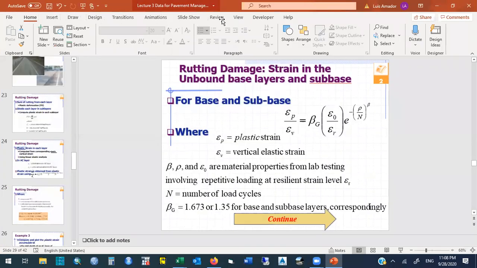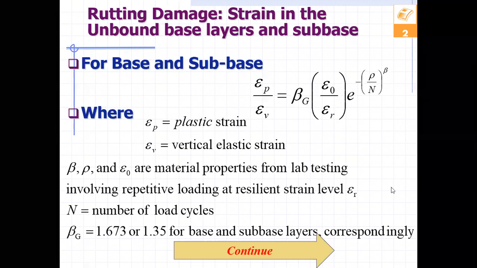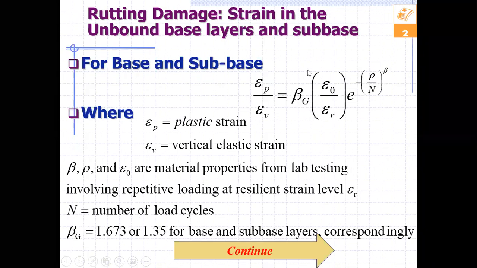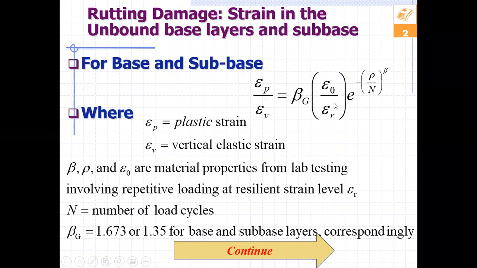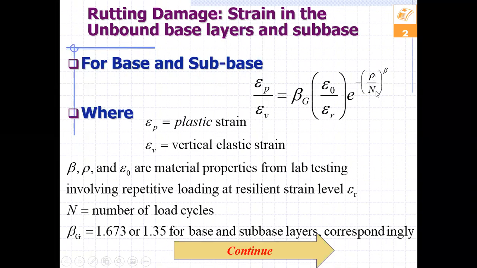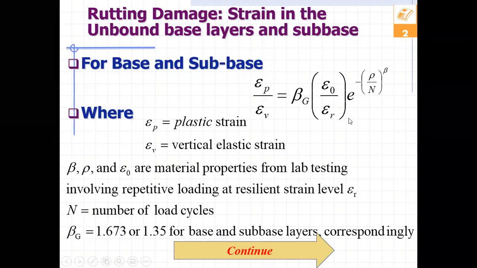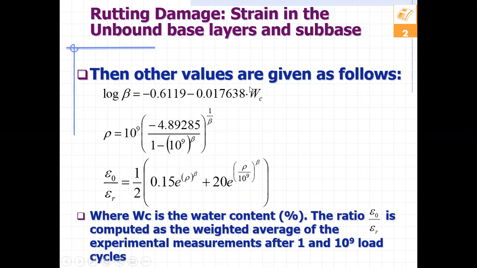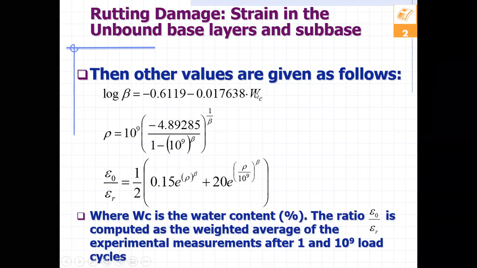Let me just go to the full presentation. Sorry, guys, probably you cannot see it. So this beta G is a constant, found down here. E0 over ER, I will show you in a moment. It's on the next slide. Rho and beta are constants that depend on the water content. And N is the number of load repetitions, as before. And E0 over ER is given by this value, and also depends on rho and beta. So it depends on the water content only of the base or subbase, okay?